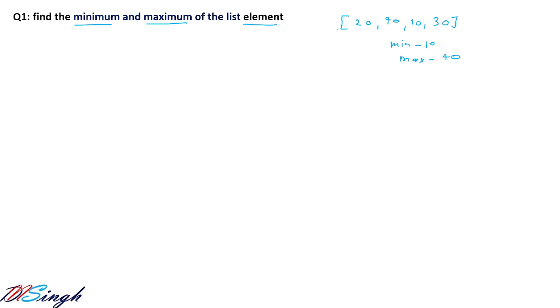The first and foremost solution looks like this: if we somehow sort this particular list in ascending order, it will look like 10, 20, 30 and 40. Then the smallest element you are going to get at index 0 and the highest element you are going to get at the last index, and we know the last index is length minus 1. We are going to apply the same principle, because we have a function defined on list called the sort function, SORT, which is going to sort the list for us.